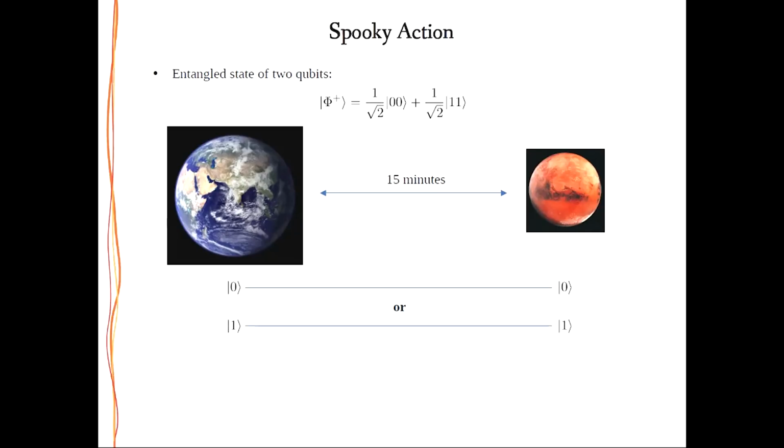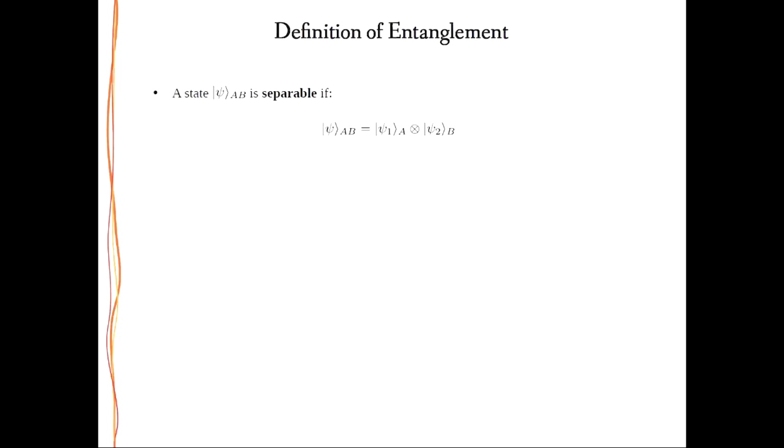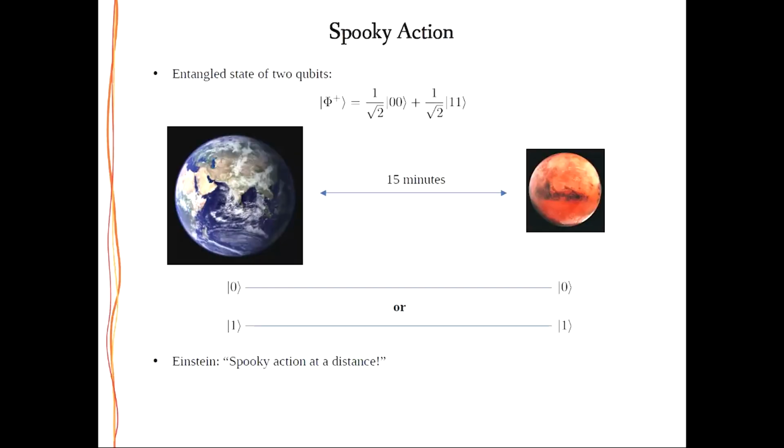But this is interesting because we do this measurement at the same time. How is it possible that if you do the measurement on Earth and you get a 0, then you immediately know that the measurement on Mars will also give a 0? It seems like information has traveled immediately from Earth to Mars. This is why Einstein said this is not possible, quantum mechanics cannot be correct, it's spooky action at a distance.